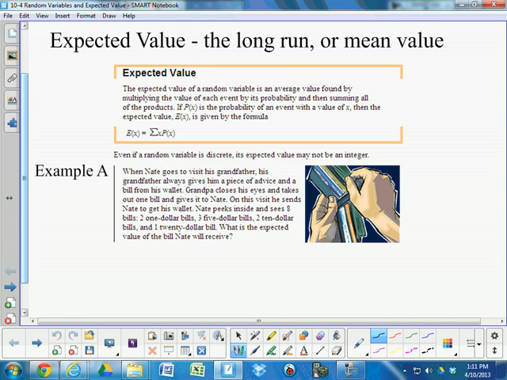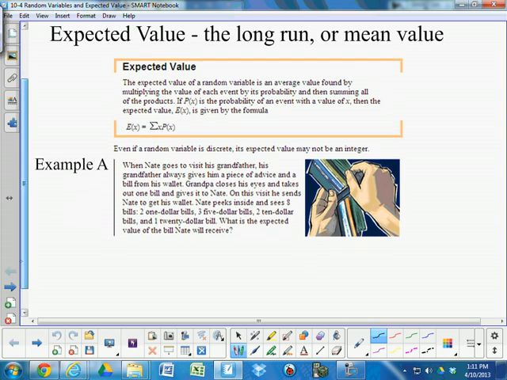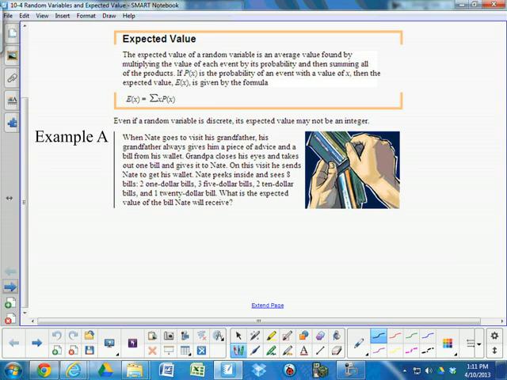Nate peeks inside and sees 8 bills: 2 $1 bills, 3 $5 bills, 2 $10 bills, and 1 $20 bill. So being the honest kid that Nate is, he doesn't just reach in and take the $20 bill. He gives his grandfather the wallet, and he's wondering, of course, like all good math students do, what the expected value of the bill Nate will receive is.